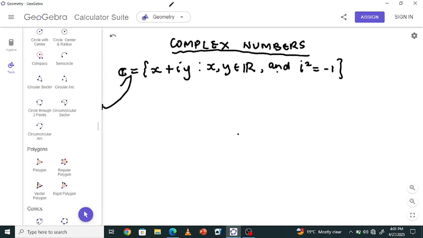Now, a complex number is defined as a number C such that we have x plus iy, where x and y are real numbers and i squared is equal to -1. x is called the real part and y is called the imaginary part.